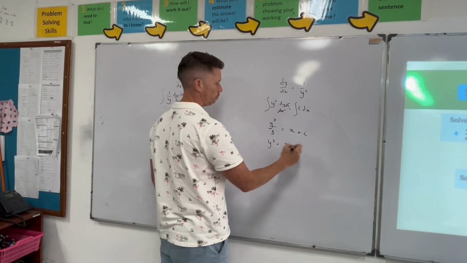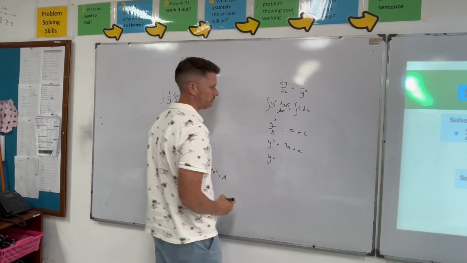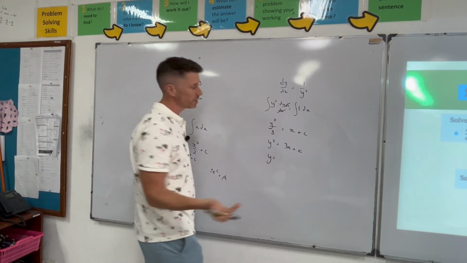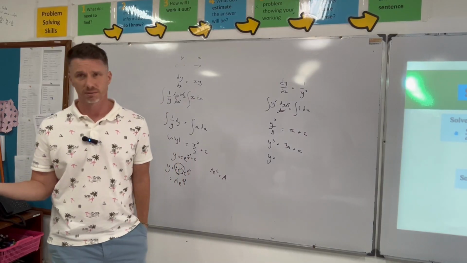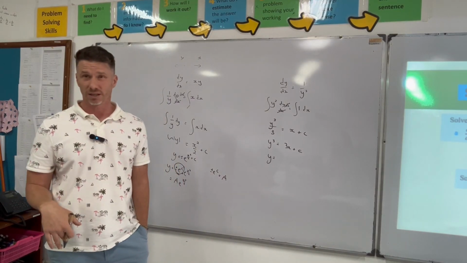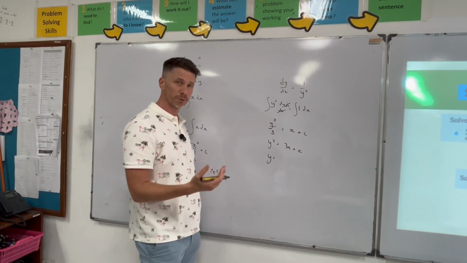Wait, what would it be? Would it be 3x plus 3c? Yeah, it's a good point. Yeah, I suppose technically it's 3c, but it's some constant. We still don't know what it is. Later on, you'll find out what it is, perhaps if you're looking for a particular solution.